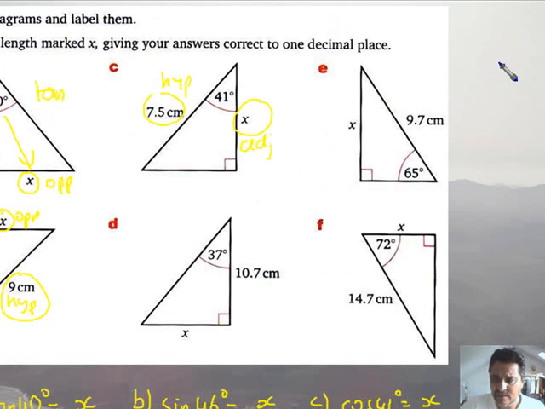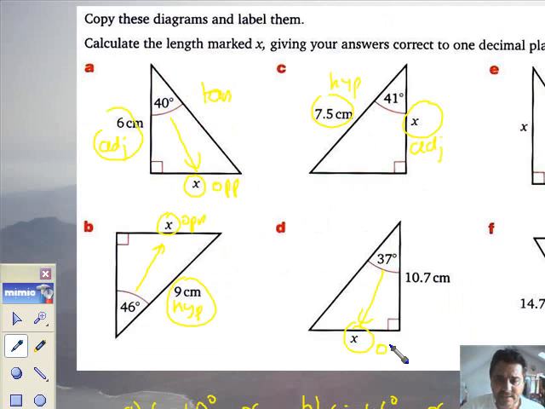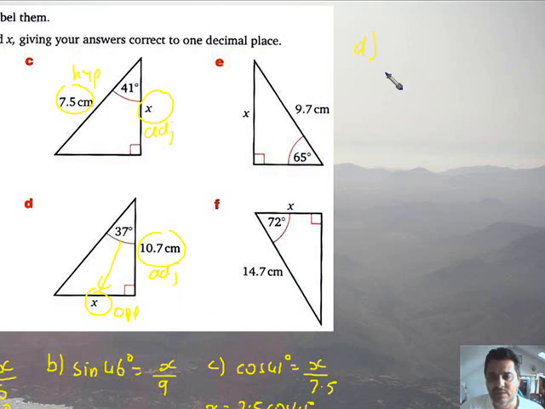Let's just do D. Try and make it fit up here, I think. If I put D here, a bit faint. Anyway, what have I got here? I've got 37 degrees. X is in fact the opposite. And here the 10.7 is next to the angle, so that's the adjacent. So I've got op and adj, that's called tangent again.